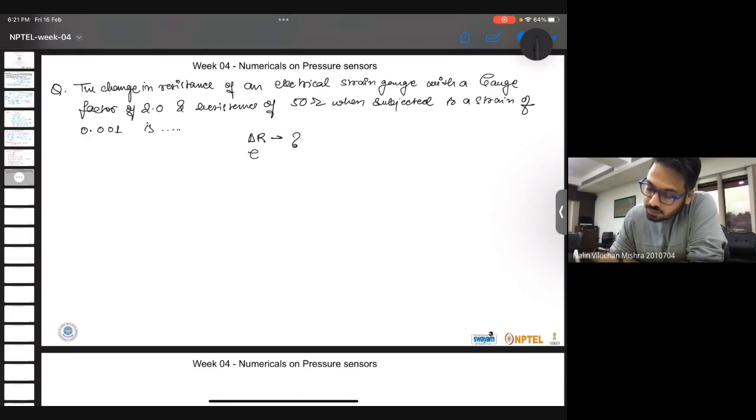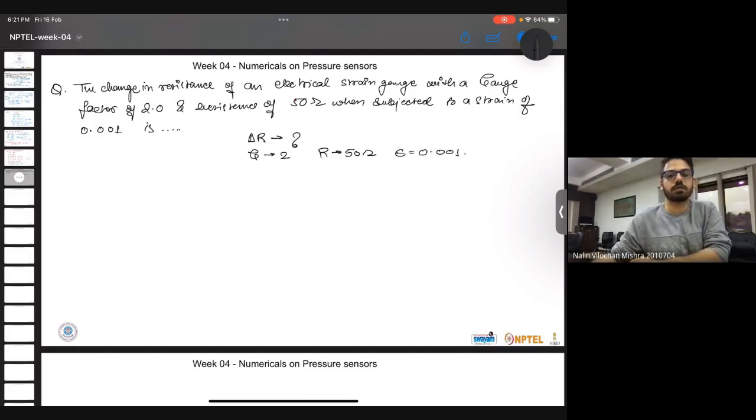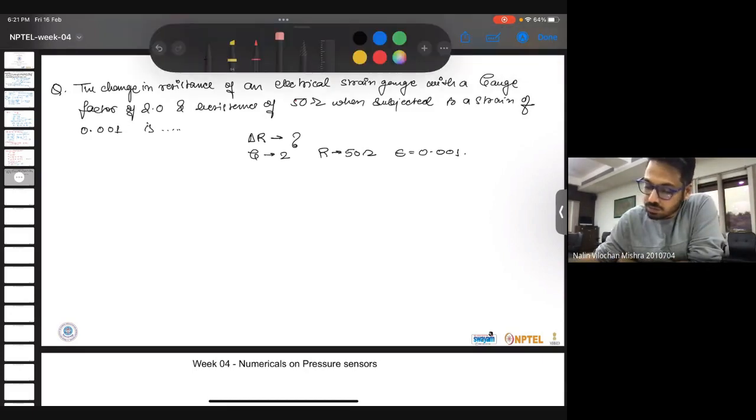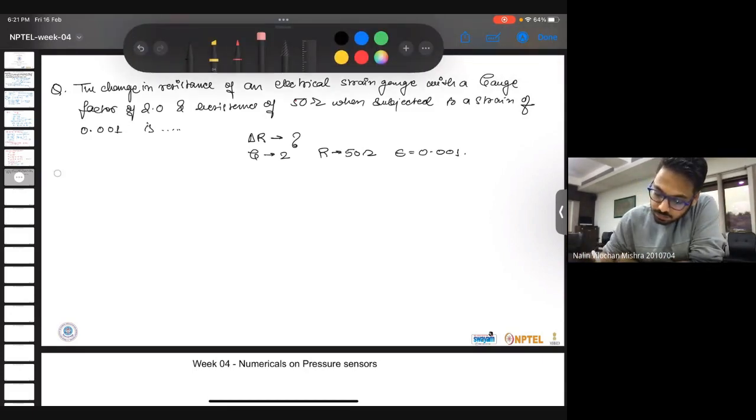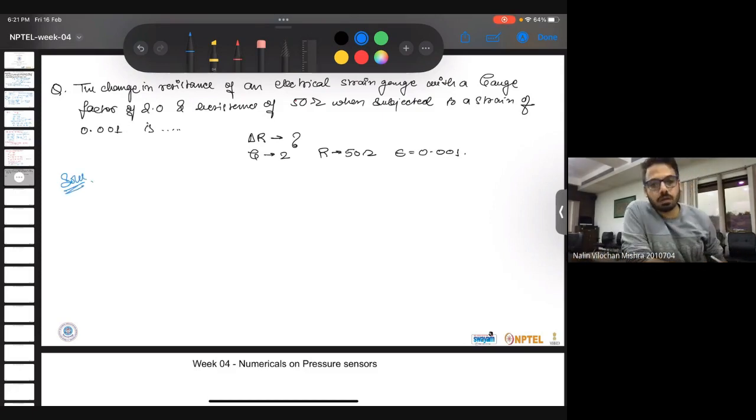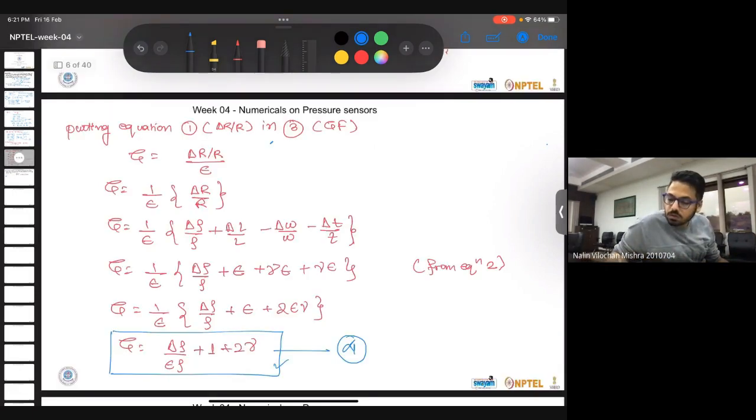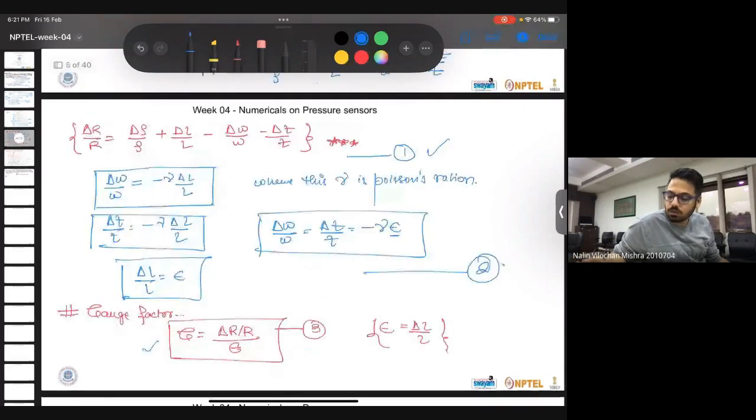Gauge factor is given, the value of resistance is given, and the value of strain is given. So tell me the answer. It's a very simple formula based question. Which formula will you use? I think this one, equation number 3.